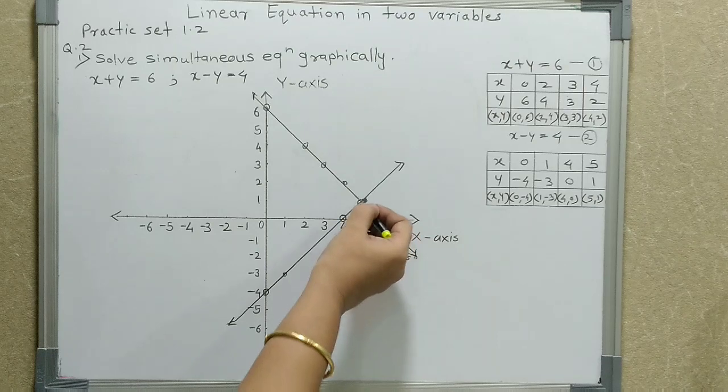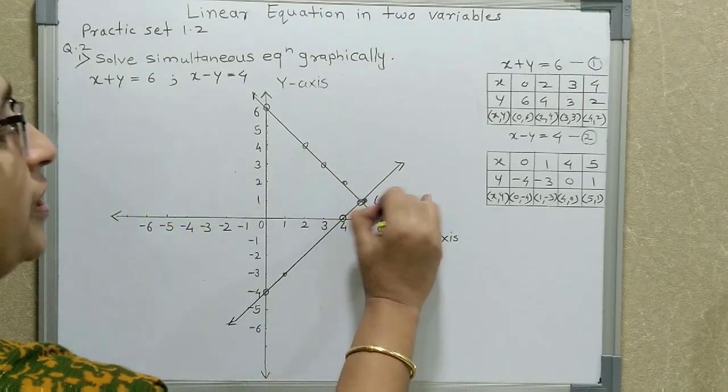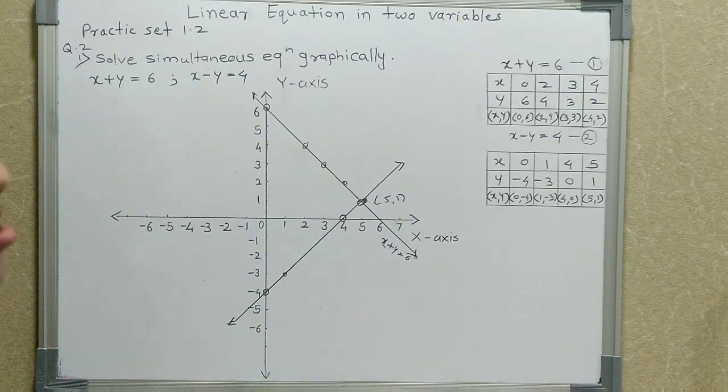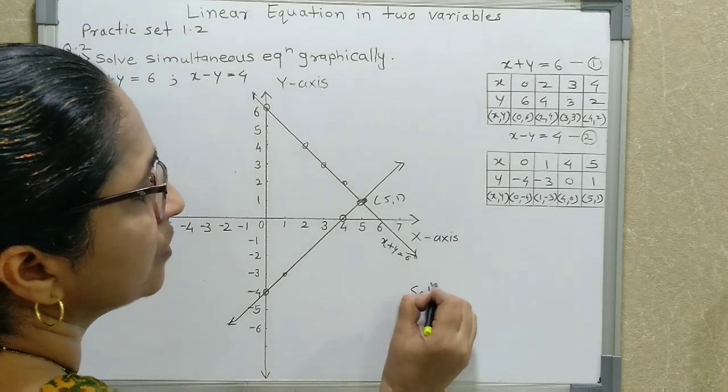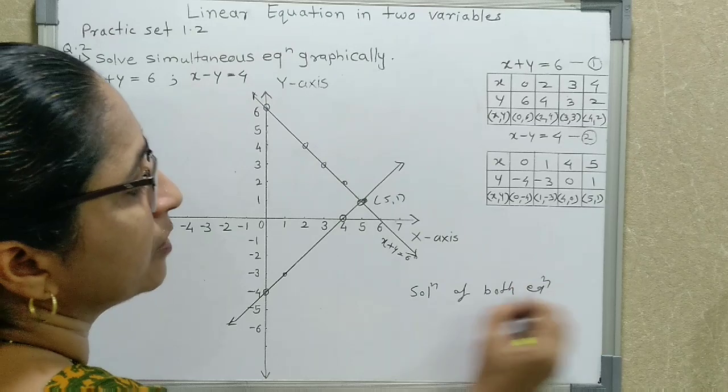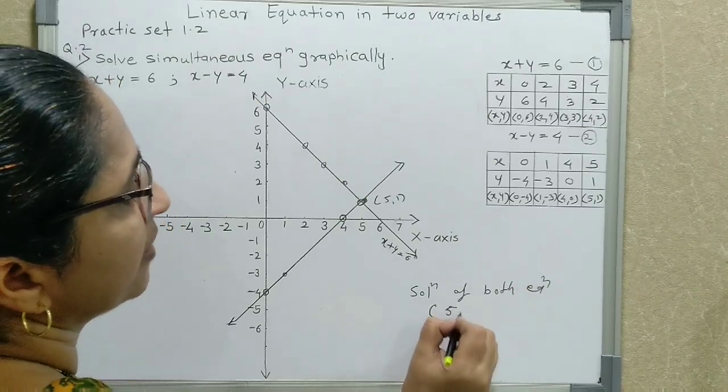Now these two lines intersect at this point. This point is (5, 1). So this is the solution of these two equations. The solution of both equations becomes (5, 1).